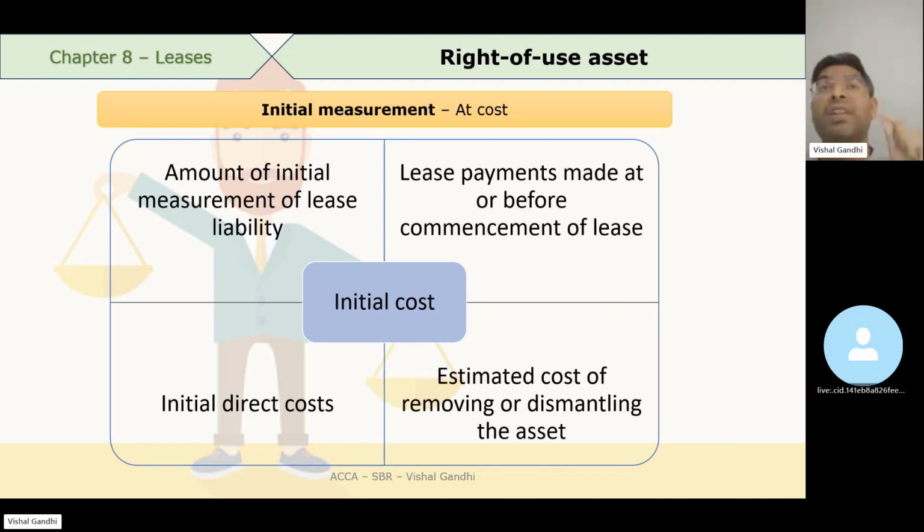But if the lessor is reimbursing part of this initial direct cost, then we'll need to deduct that as well. So it might be possible that 5,000 was spent, but the lessor reimbursed 2,000. So for us, the cost is only 3,000. So we'll add the 3,000 in the initial cost of the asset. Then the estimated cost of removing or dismantling the asset. If there are any estimated costs of removing or dismantling the asset at the end of the contract, we need to include that as well. So these 4 components will give us the initial cost of the right of use asset.